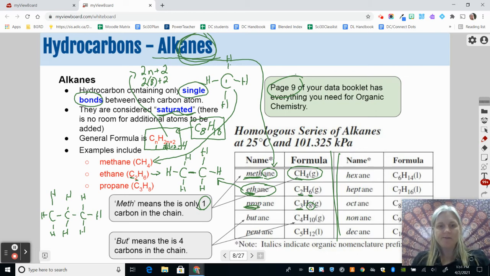Alrighty. And then you can see they just keep moving on. You got butane, which means there's a 4 carbon chain. Pentane means a 5 carbon chain. And then you go on to hexane, 6 carbon chain, and it continues down here all the way up to 10, which is a decane. Okay. All right, so that is naming a straight alkane chain with nothing added on.